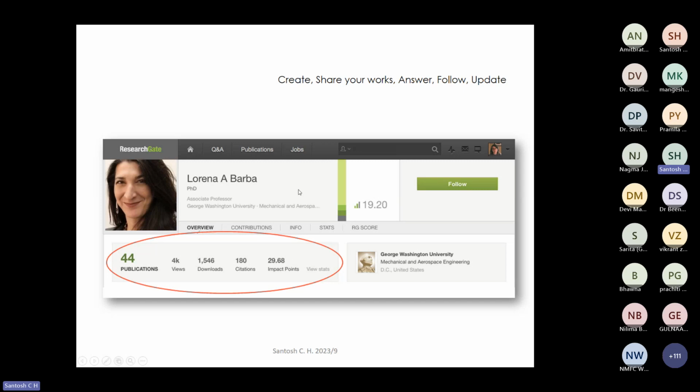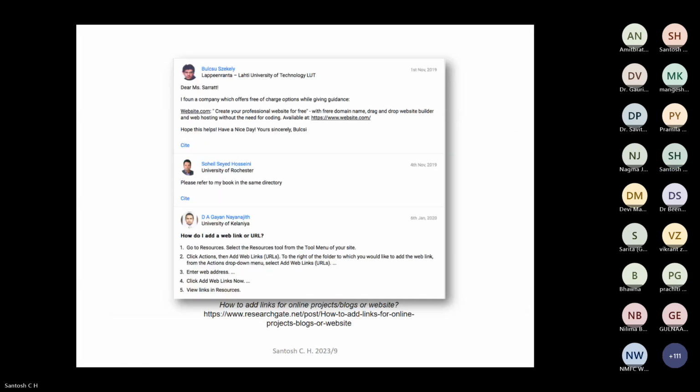And also there are many people who are asking questions on ResearchGate. You can answer their queries. And this helps people know what kind of expert you are. And also you can follow some good people on this particular platform who are doing really well. And also you can update what is happening in your personal professional world, right?